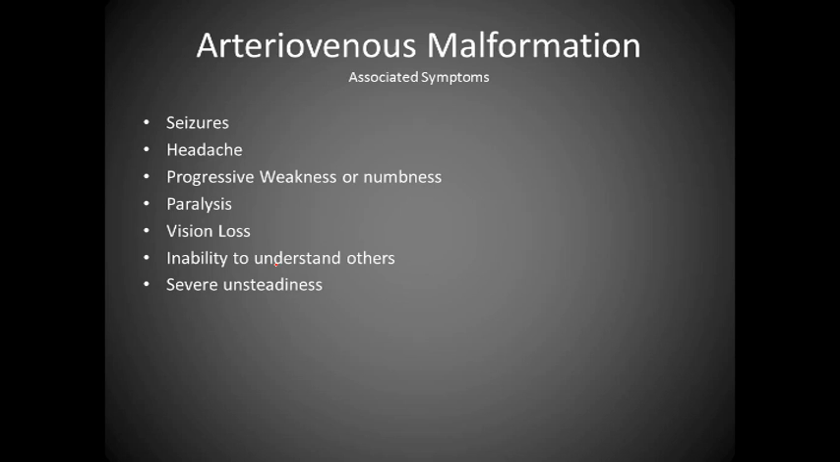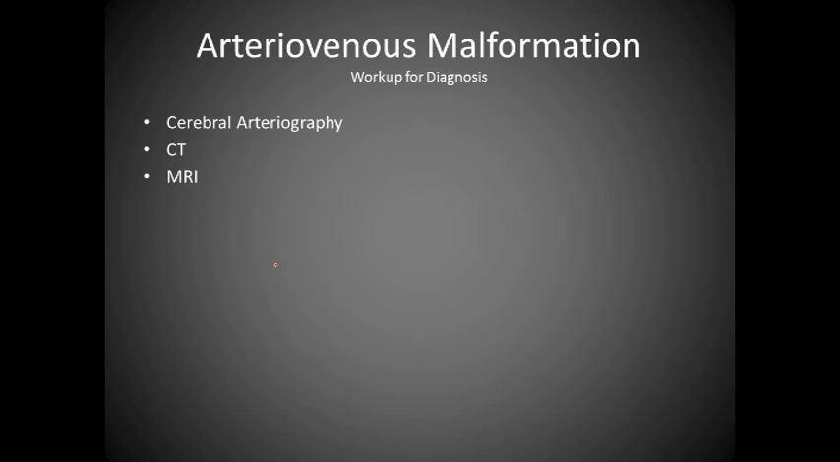Symptoms of an AVM are seizures, headaches, progressive weakness and/or numbness, paralysis, vision loss, inability to understand others, and severe unsteadiness. So if you look at all of these symptoms, they almost mirror the effects of a stroke. And so it'd be very easy to be looking for a stroke only to find an AVM.